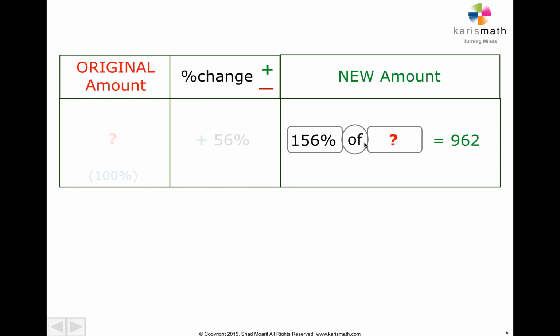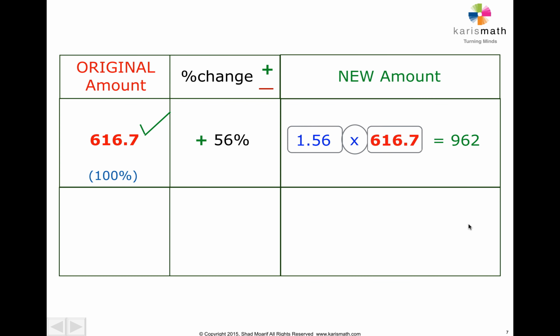And the moment you've got this statement, the rest comes easy, because this is 1.56, multiplied by the original. Of course, what do you do to find this answer? 962 divided by 1.56. Do that on your calculator and your answer will come to 616.7, which is the correct answer. That was the original amount. If you increase this by 56%, that's what you'll get, 962.